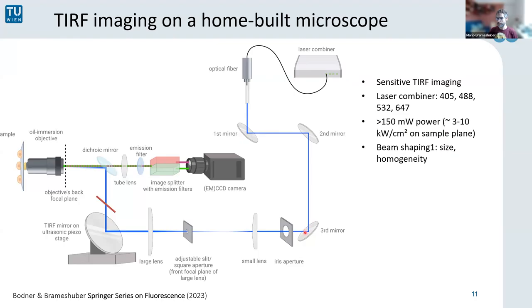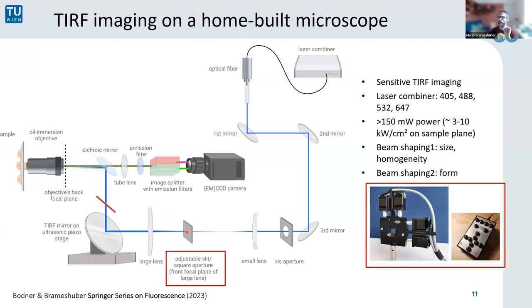We do some beam shaping. First of all, we would like to change the laser beam, so we have a little telescope, and we also need to focus the laser into the back focal plane to get a nice parallel beam out of the objective. We also can add some beam homogenizers to go away from the Gaussian shape of the laser beam and have a flat profile. We also do some other beam shaping, which means we add an adjustable slit in a conjugated plane, and thereby we can adjust the region which is illuminated on our sample very precisely.